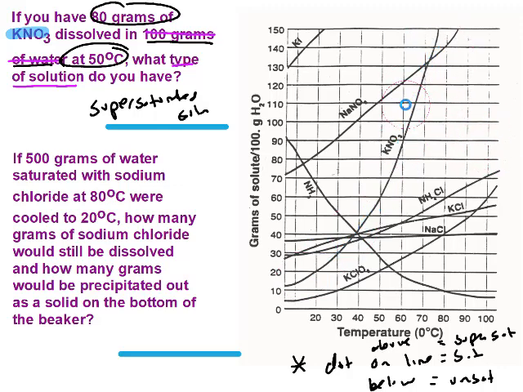So for the next problem, we have 500 grams of water at 80 degrees, and then we cool it to 20, and it just wants to know how much would still be dissolved and how many grams would have precipitated out. So we have two questions here. I'm going to pause the video and figure out those two questions. Restart when you're done.